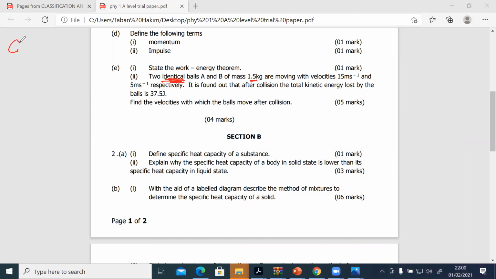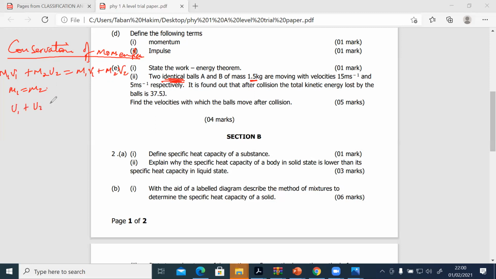So from the conservation of momentum, we shall have that M1U1 plus M2U2 is equal to M1V1 plus M2V2. And since the mass is the same, M1 is equal to M2, so it can cancel out. So we shall end up with U1 plus U2 is equal to V1 plus V2.